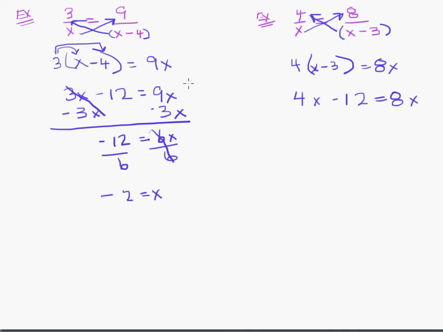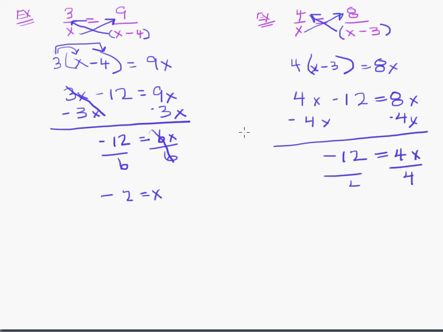So in the last step, I'm going to subtract 4x from both sides. Putting variables together, I'm left with negative 12 equal to 4x. And then we divide by 4. And so negative 3 is x.